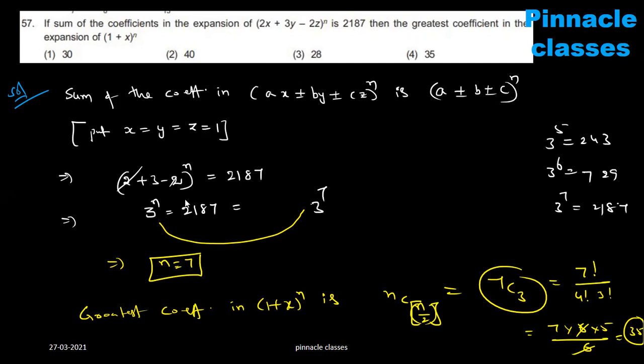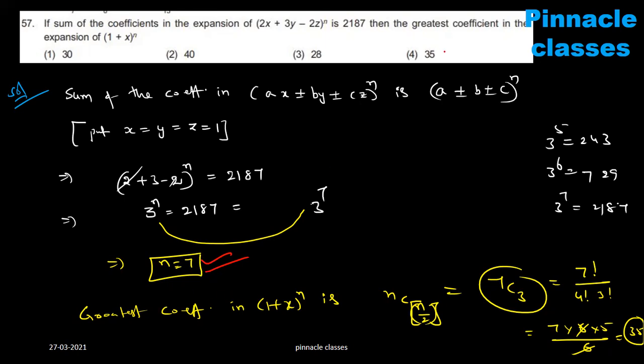So comparing, 3 power n is equal to 2187. Comparing this, we get 3 power 7. Bases are equal, so the powers should be equated in this case. So n is equal to how much? 7.